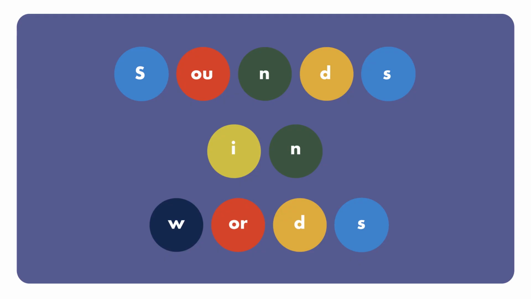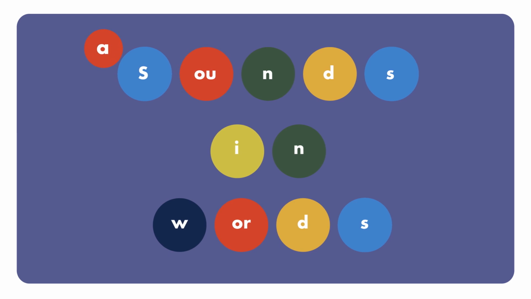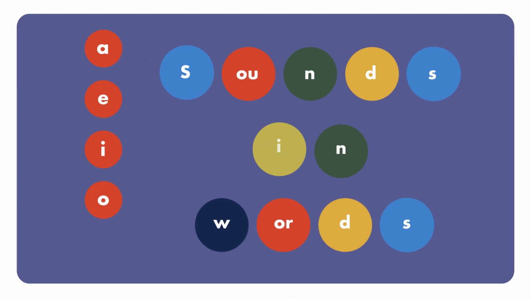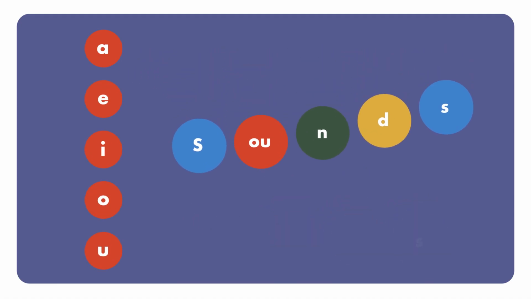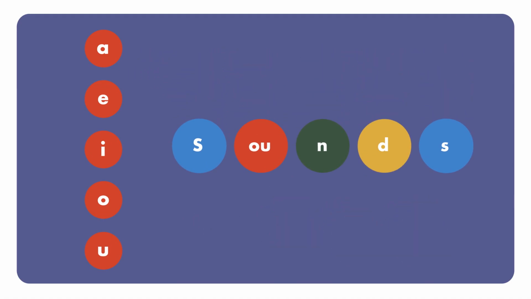Even though there are only 5 vowel letters, there are many vowel sounds in English. These vowel sounds are what make your mouth move when you say each syllable. For example, when you say sounds, you can feel your mouth move and your chin drop to make the ow vowel sound. Try saying the word sounds and feel your mouth move when you make the vowel sound.